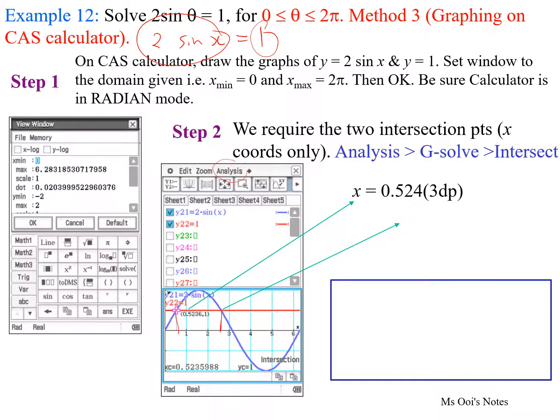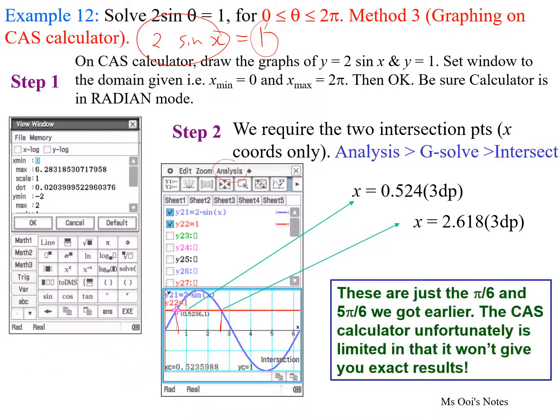All right, now it gave me 0.524 rounded to 3 decimal places, and the other answer is 2.618 rounded to 3 decimal places. These are just the pi over 6 and 5 pi over 6 we got earlier. The CAS calculator unfortunately is limited in that it won't give you exact results. So if the question did not ask for decimal places, the place to go is the main and use a solve to find.